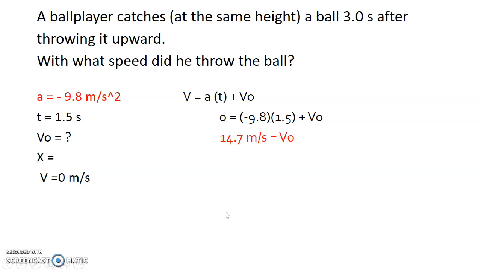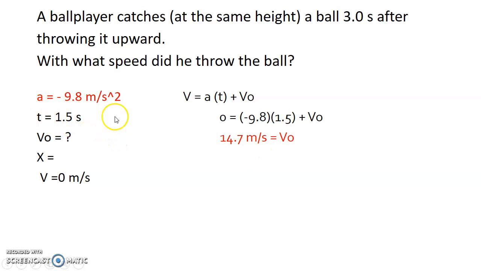And we got another ball player. He catches it at the same height about 3 seconds after throwing it upward. So that means that's the time for up and down. So the time I want for halfway to do my solving is going to be half of that, so 1.5 seconds. Acceleration is negative 9.8 meters per second squared. My final velocity at the top is going to be 0. So I'm going to find my initial velocity, and so I choose my v equals at plus v0 equation again, plug in my numbers, and I get 14.7 meters per second is my initial velocity.